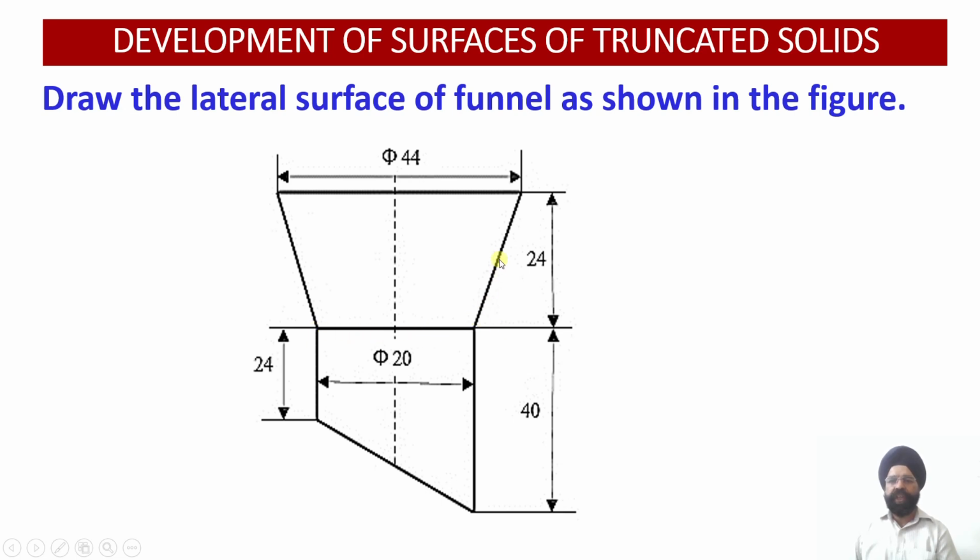This portion of the funnel, we are going to assume, is the frustum of a cone. This is a cone which has been cut parallel to its base. The base of the cone is 44 millimeter, and if we extend this, it gives the completion of the cone. The development of the upper portion will be taken up separately, as we have already discussed in the previous lectures as well.